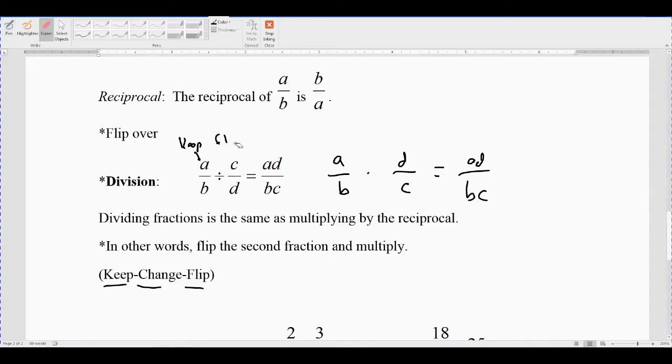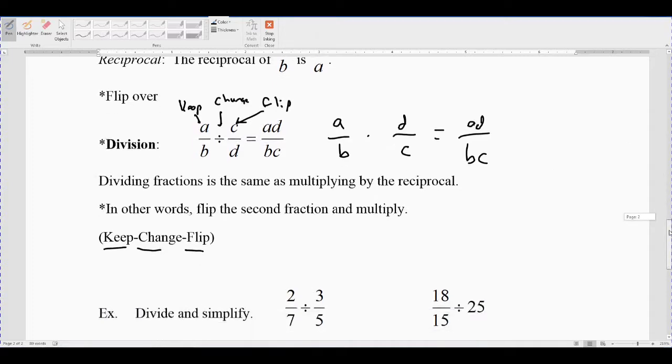I don't know what that is. I was going to write flip, but that's not good. Keep the first fraction. Change the sign to multiplication. And then flip the second fraction. Always flip the second fraction.